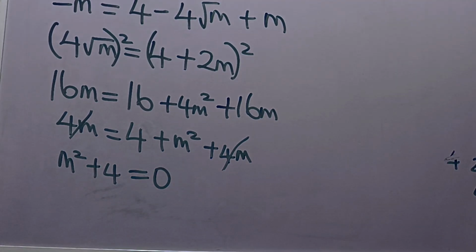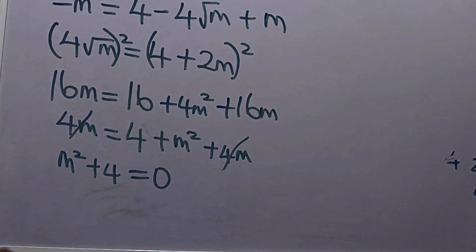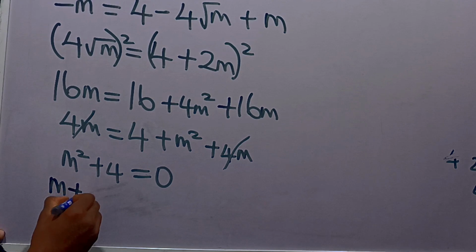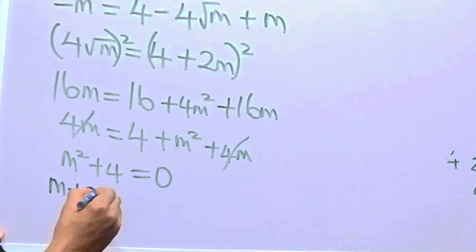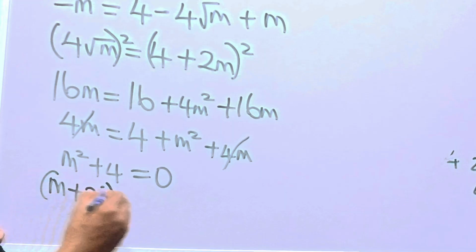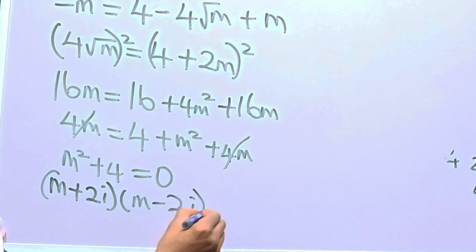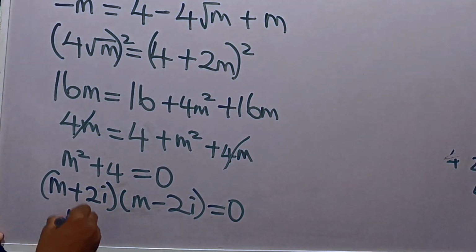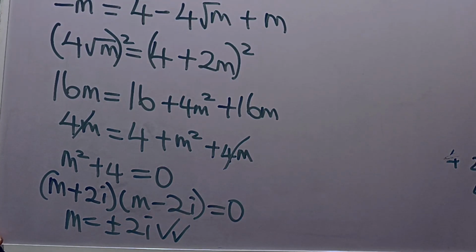Now moving on from here, we can now say you can solve this using the sum of two squares formula. Okay. So this will be equal to m squared plus 4, where 4 is 2 squared, so we can say that this is m plus 2i multiplied by m minus 2i to be equal to 0. Okay. Now this means that m will be equal to plus or minus 2i. Okay. So this is the final answer to this question.